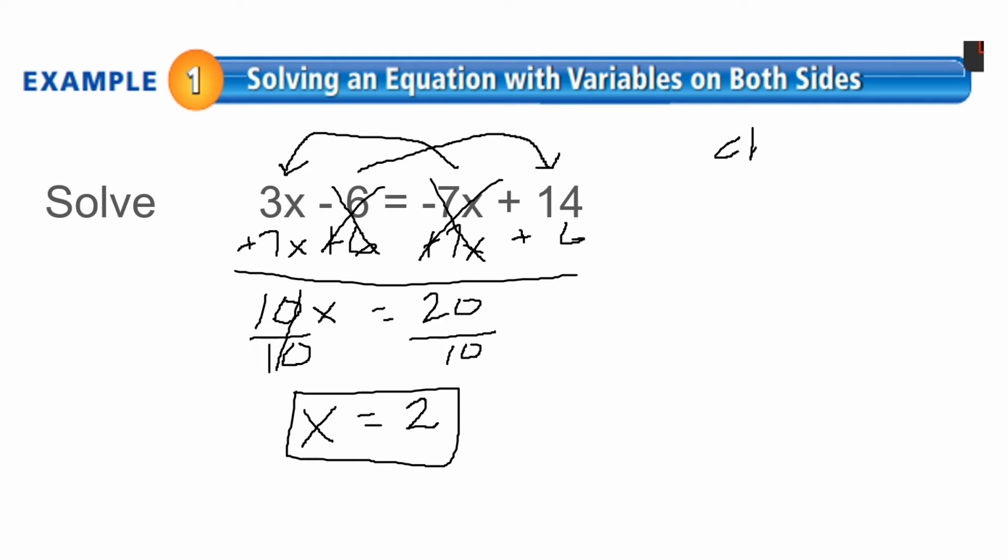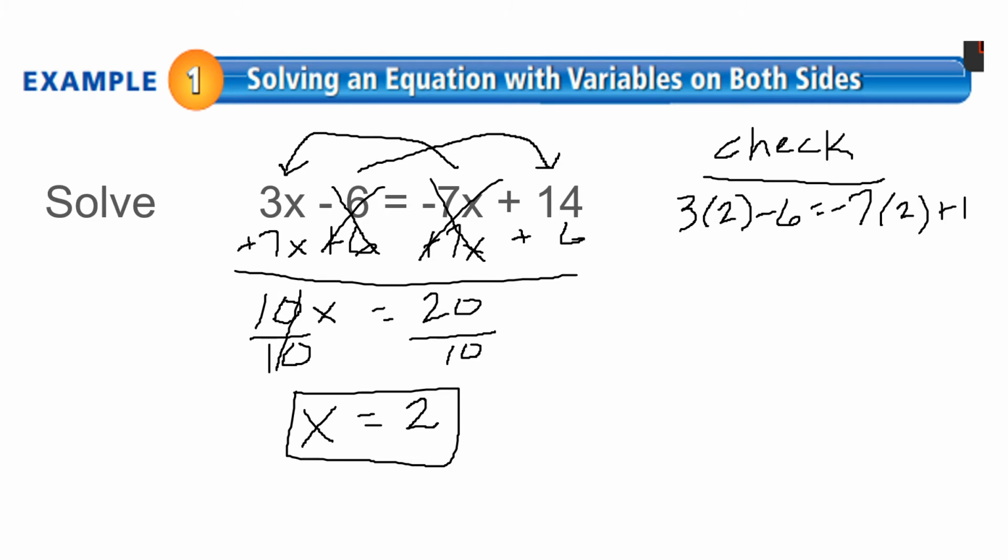The good thing about equations is we can always check our work to be 100% sure that our solution is correct. What we're going to do is replace x in the original equation with 2. So we now have 3 times 2 minus 6 equals negative 7 times 2 plus 14. Now we're just going to solve each side using order of operations. 3 times 2 is 6. 6 minus 6 is 0. On this side, negative 7 times 2 is negative 14, plus 14, which is also 0. So both sides are equal to 0, which tells me that my solution of x equals 2 is correct.